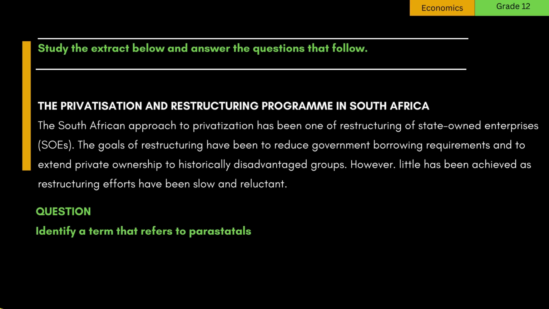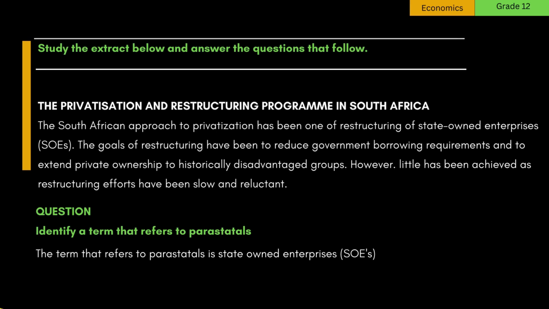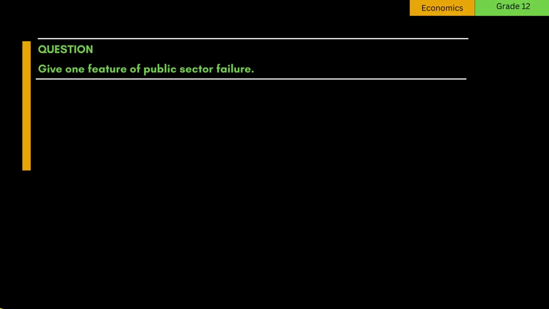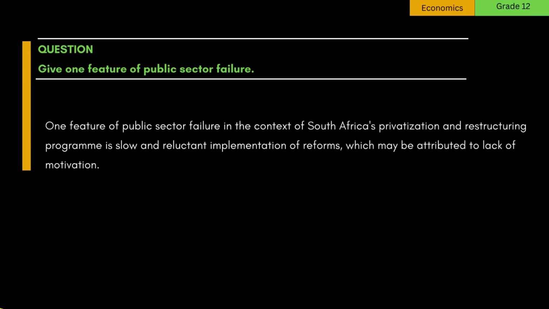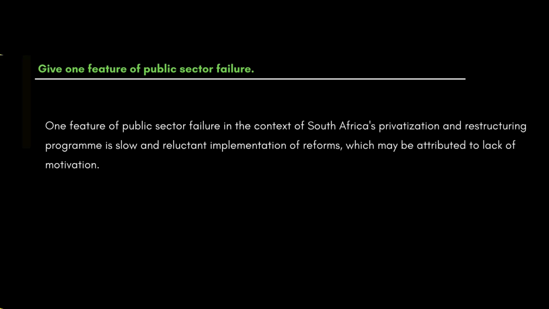Question: identify a term that refers to parastatals. The term that refers to parastatals is state-owned enterprises (SOEs). Question: give one feature of public sector failure. One feature of public sector failure in the context of South Africa's privatization and restructuring program is slow and reluctant implementation of reforms, which may be attributed to lack of motivation.